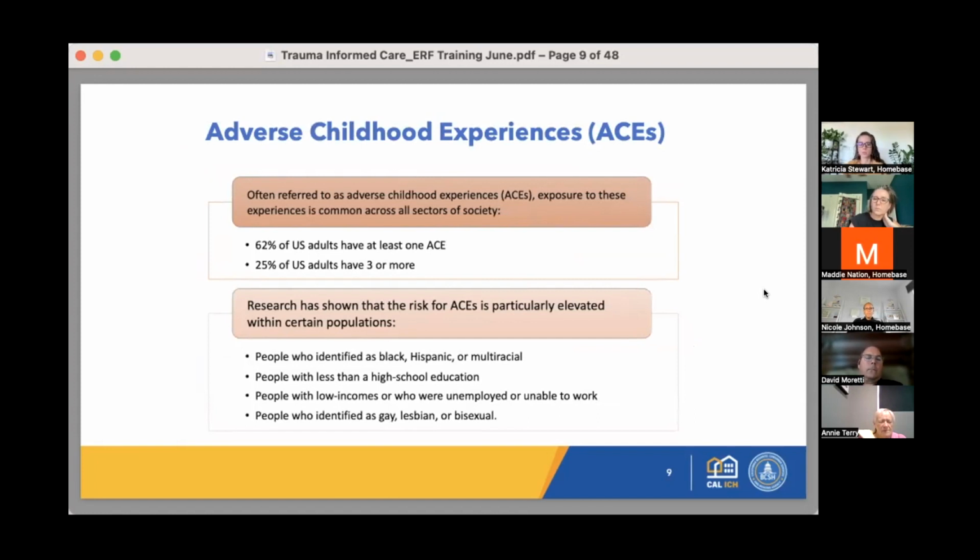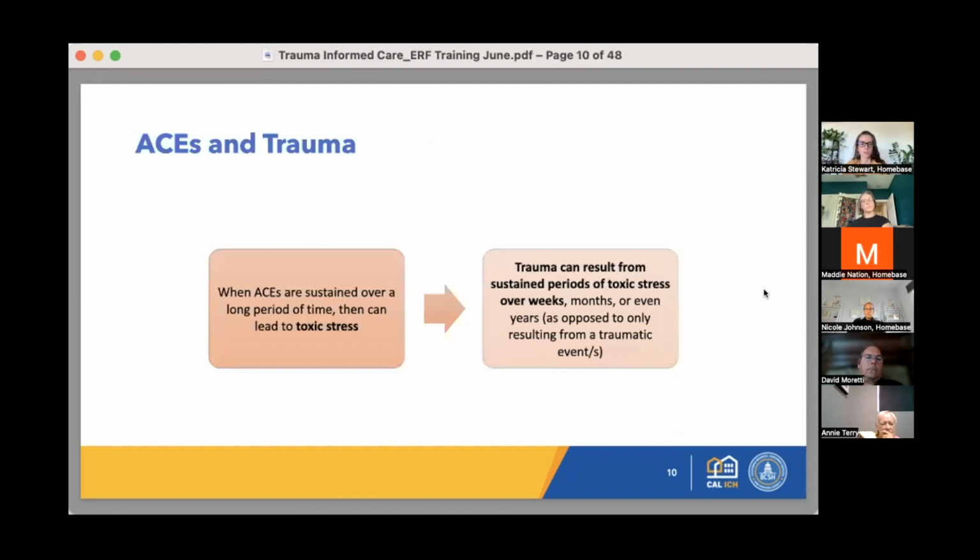And this is important because ACEs are another way that can contribute to trauma for someone, and that can have similar effects to trauma on someone. So when ACEs are sustained over a long period of time, they can lead to toxic stress. And as we just discussed, trauma can result from sustained periods of toxic stress over weeks, months, or even years, as opposed to resulting from just a traumatic event.